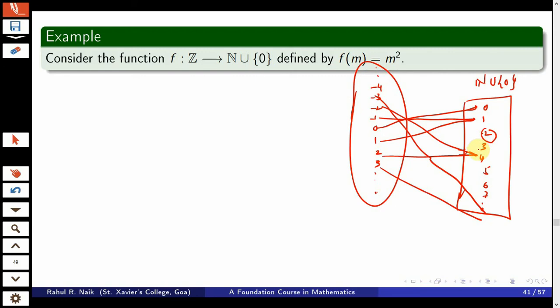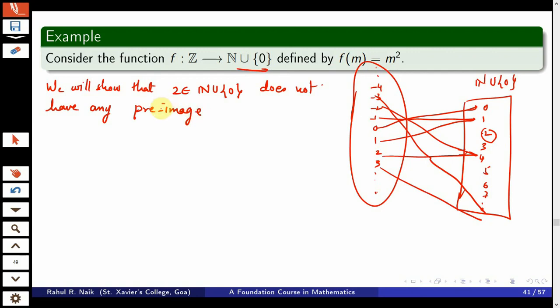Now you can also take 3, you can also take 5, because they do not have a pre-image, but proving that 2 does not have a pre-image is a much simpler task than proving that any other natural number does not have an integer. So what we do is that we consider a natural number 2. We will show that 2, which belongs to N union {0} in the codomain, does not have any pre-image.